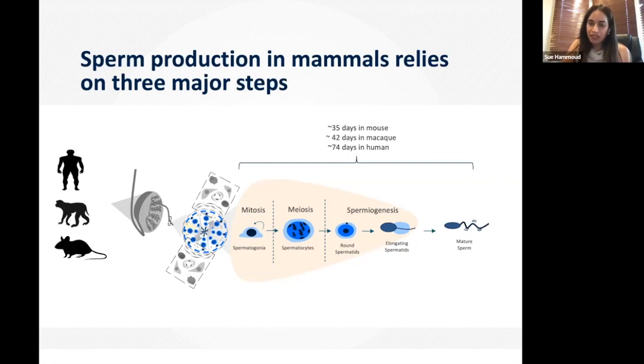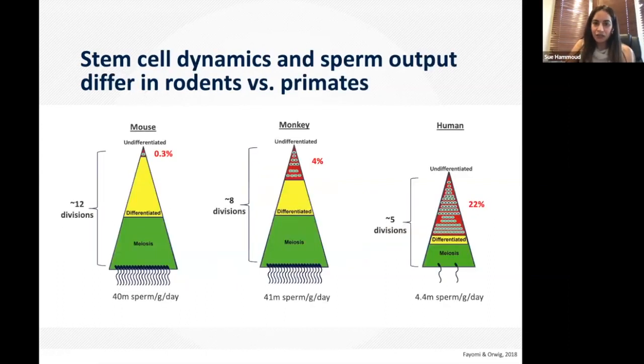But what we do know is that the duration of this process varies across species, where it takes about 35 days in mouse and 74 days in human. We also know that the organization, or the differentiation trajectory, of the germ cell population is very different across species. In the mouse testes, a very, very small fraction of the cells are the undifferentiated spermatogonia, which are shown here at the top of the pyramid. And these constitute about 0.3% of the total cells within the testes.